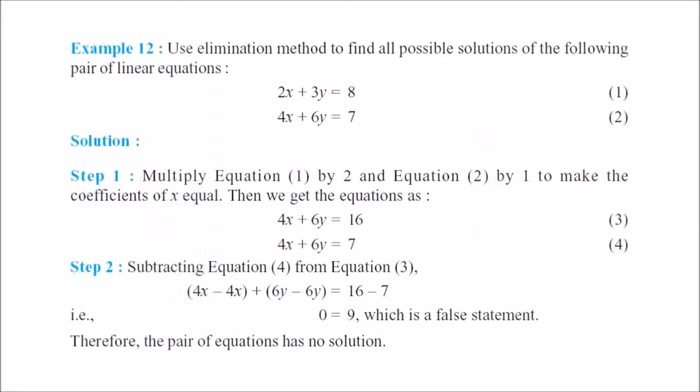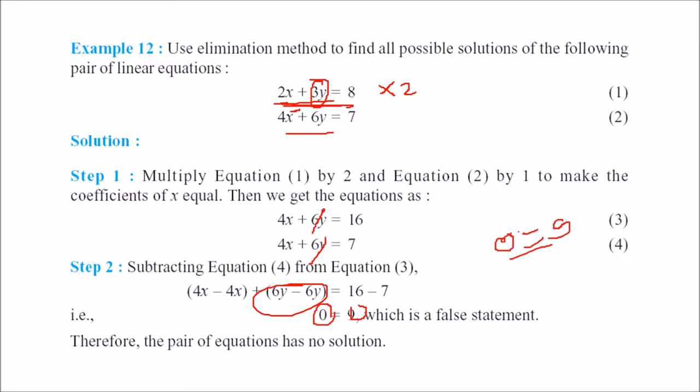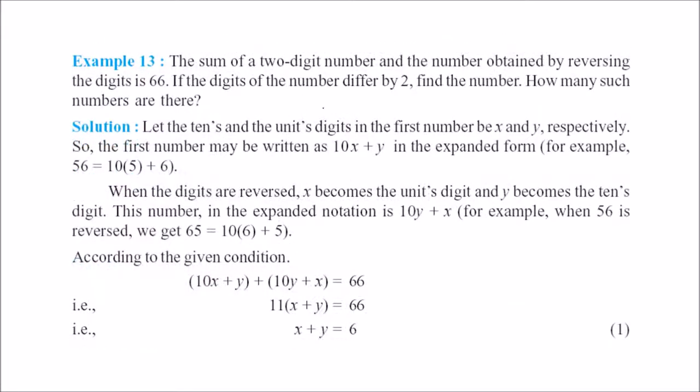So we'll take one more example, 2x plus 3y equal to 8 and 4x plus 6y equal to 7. It is quite easy because if I multiply the first equation by 2, this will become 6y, and we can eliminate this 6y. Now we can just eliminate it. So this is eliminated and you can see 0 equal to 9, and we know that when this kind of thing comes, which is actually false, there are no solutions.